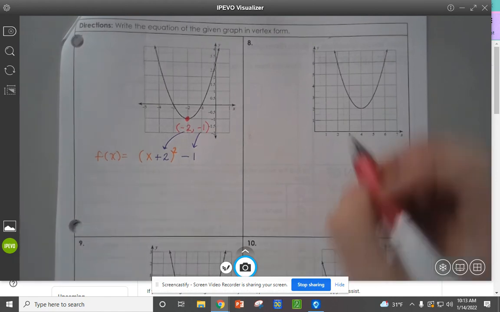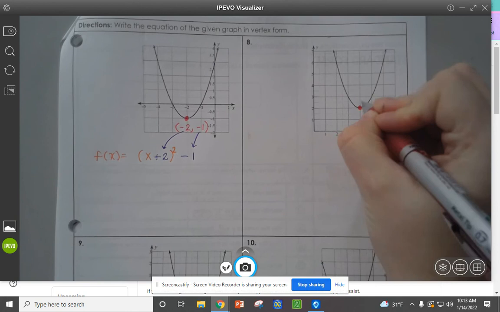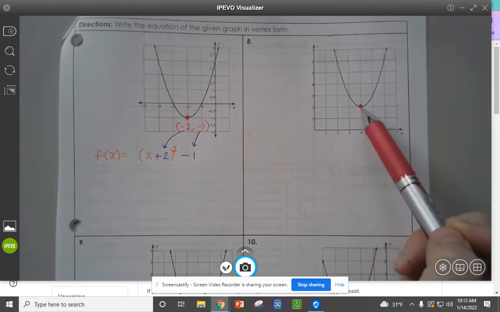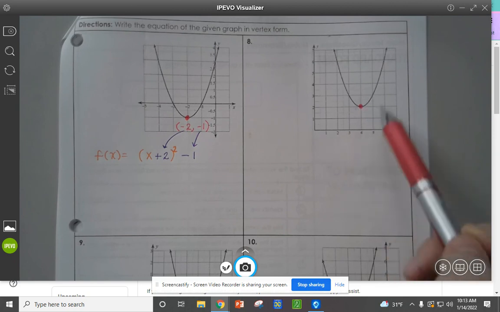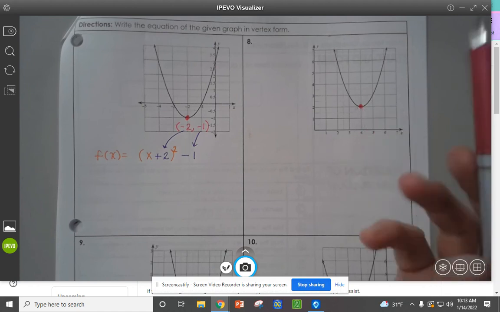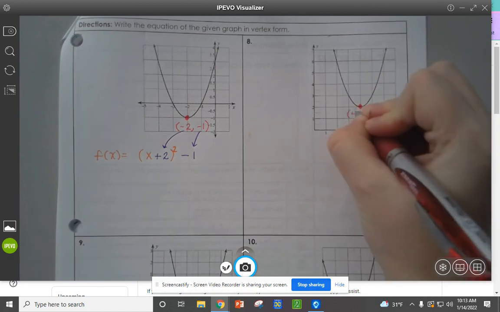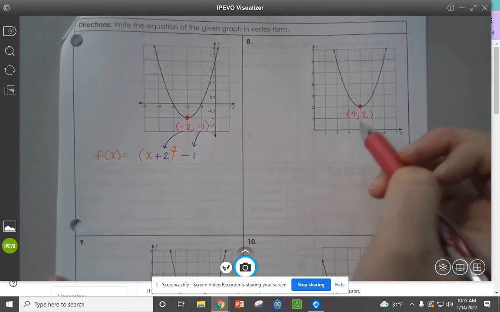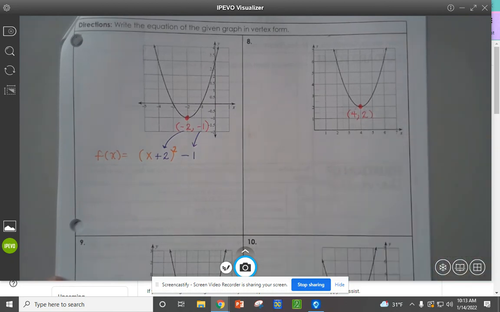Number 8. I want you to write down what you think the vertex is. You've got to make sure that you know how to pick out the coordinates of a point. That's something you should be really good at. You shouldn't be missing that part. This one is the point 4, 2, because we go right 4, so positive, and up 2 is also positive.